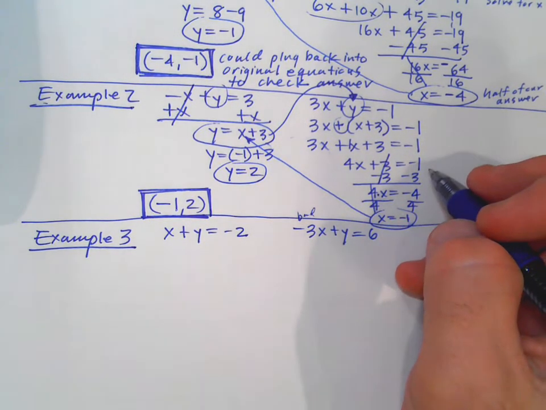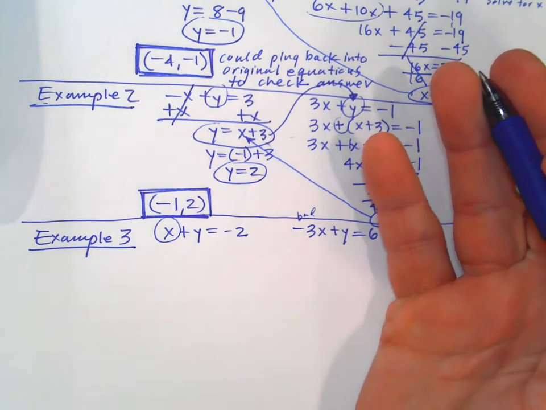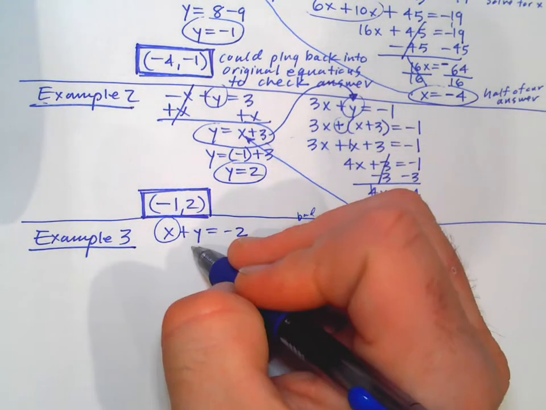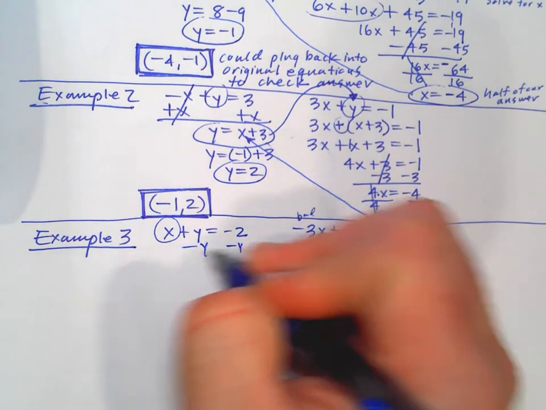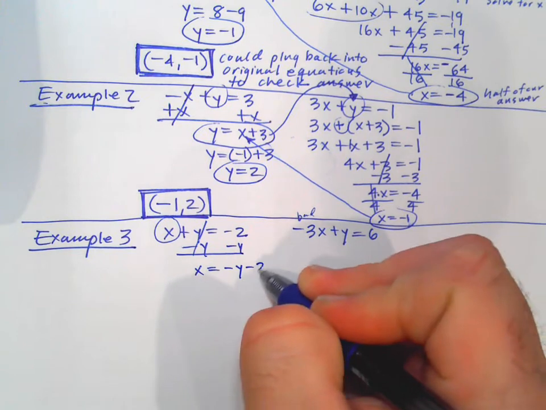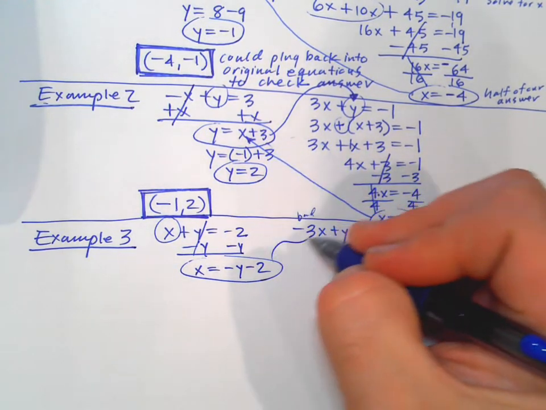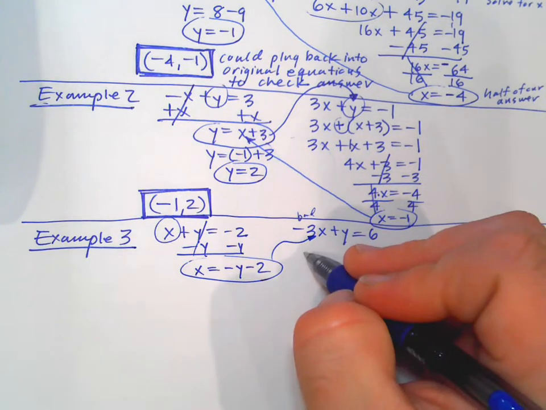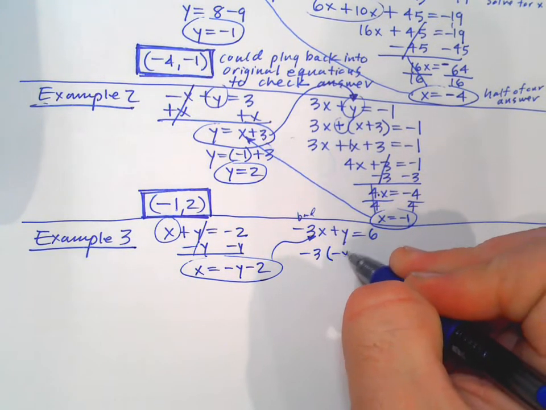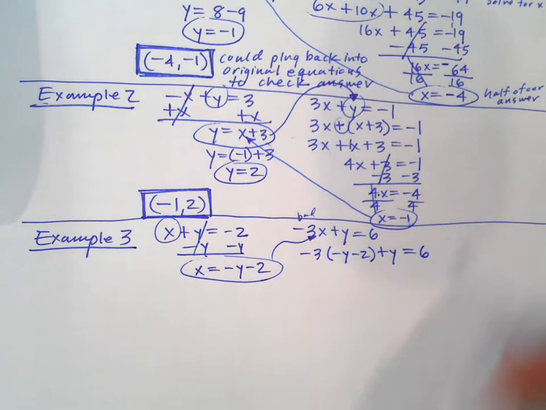So just to change it up, I think I'm going to go ahead and get this x by itself to show you that you can get x by itself first. It doesn't have to be y. So do that. I'm going to subtract y from both sides. Can't combine these. So now I've got an x by itself. I'm going to plug into the other equation, put parentheses. Okay, so now that's the substitution step.